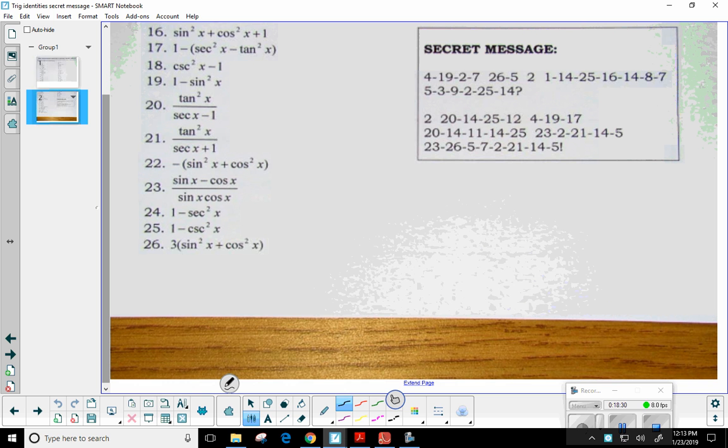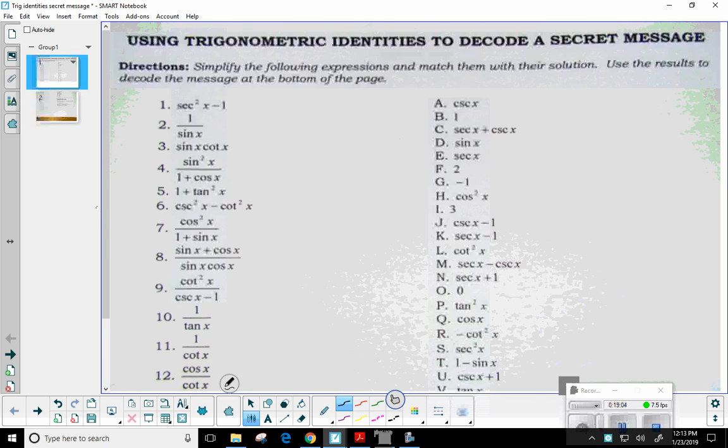It says 3 times sine squared of x plus cosine squared of x. The answer is simply 3. Why? There you go. Remember, we have an identity: the sine squared of x plus the cosine squared of x equals 1. So I'm going to replace this with 1. 3 times 1 equals 3. Now let me look back at my answers. What letter is 3? I. You're right. So 26 is I.